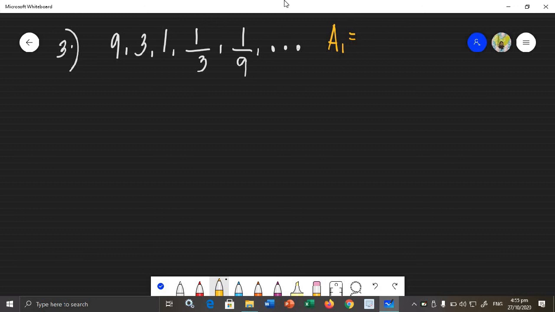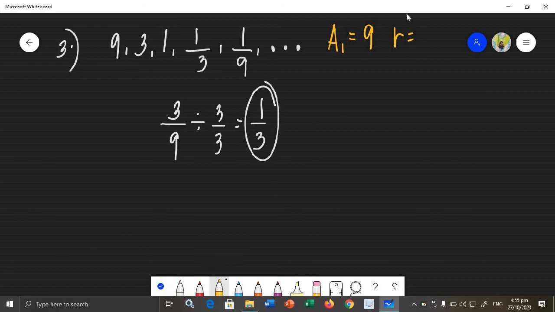So, a sub 1 is 9. Okay, the first term in the sequence. Your r is, how do you find the r? Sabi ko, para mahanap yung r, divide the second term in the sequence by the first term. Sa geometric sequence, di ba? 3 over 9. Di-divide ko si second term kay first term. So, 3 over 9 can be simply written as 1/3. So, that is your common ratio, 1/3.